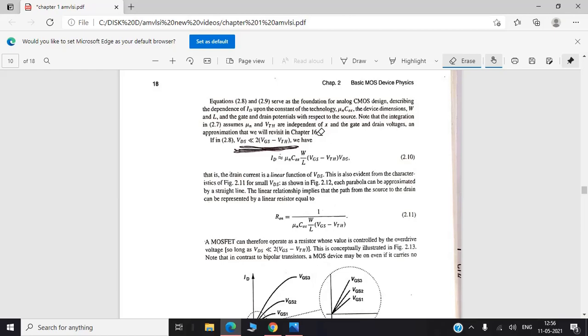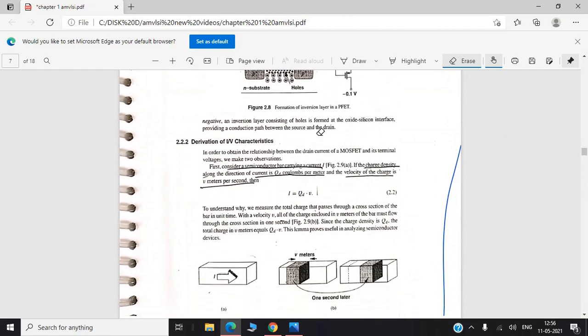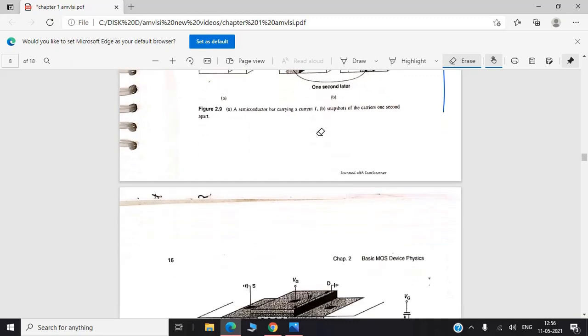Okay, so now we'll just summarize this entire thing, how we got this, what is the derivation of IV characteristics. Now first one is, consider a semiconductor bar where I is flowing inside the bar. Now I is totally dependent on the charge density Q and the velocity with which it is traveling. So I is given by QD into V. Now we need to know what is QD and what is V.